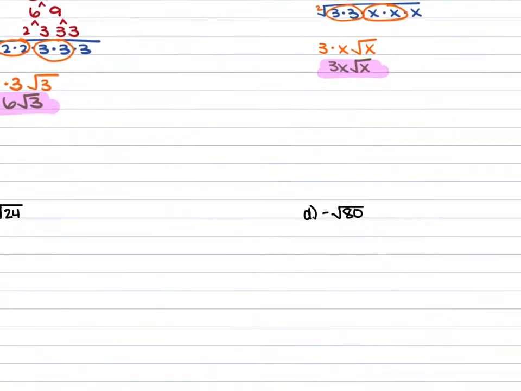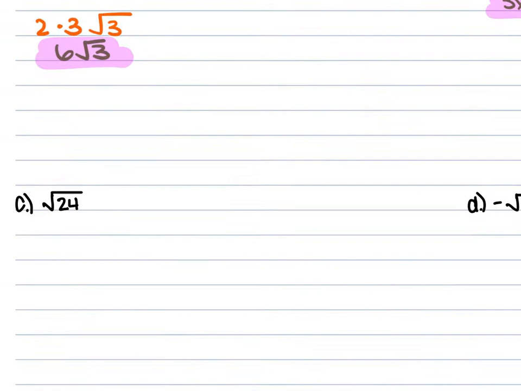For example C, we have the square root of 24. So again, we're going to find the prime factorization of 24. 24 is 4 times 6, the 4 is 2 times 2, and the 6 is 2 times 3. So this is the same exact thing as saying the square root of 2 times 2 times 2 times 3.